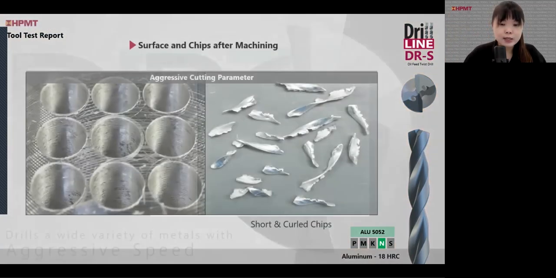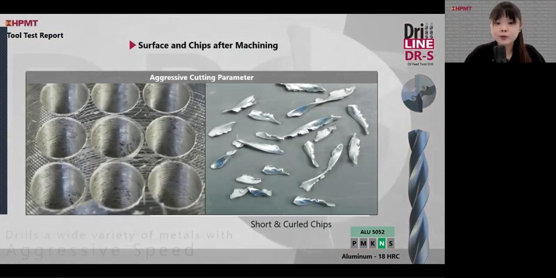Next is the result when we drilled this aluminum. In terms of the chip formation, it is still relatively short and curved. The next one will be our last material, which is the titanium.